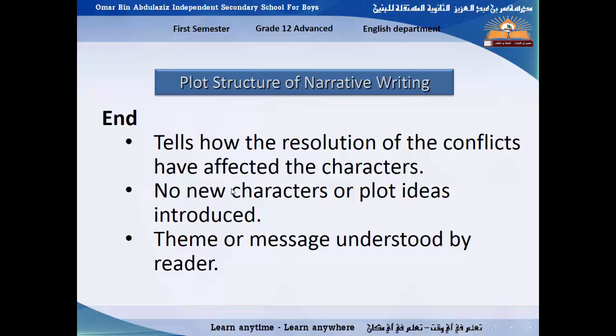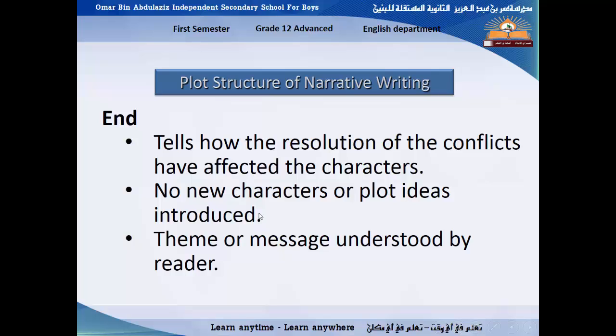It tells how the resolution of the conflict has affected the character. So no new characters or plot ideas are introduced. The theme or message is understood by the reader. At the end it means the concluding action of the story. What is this? It means how the actions affect the characters of the story, and it also reveals the moral or the theme of the story. What does the reader benefit from the story?